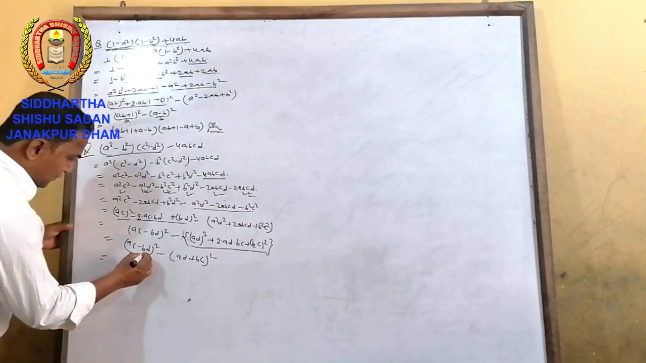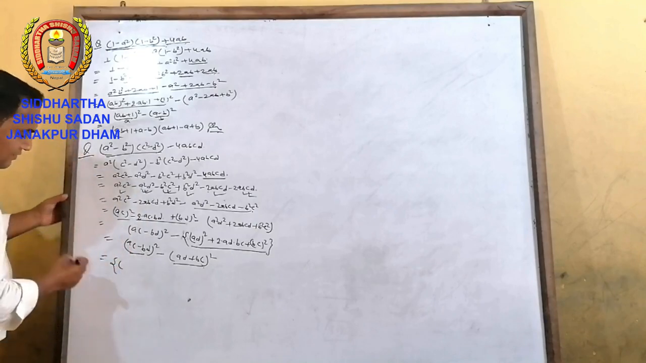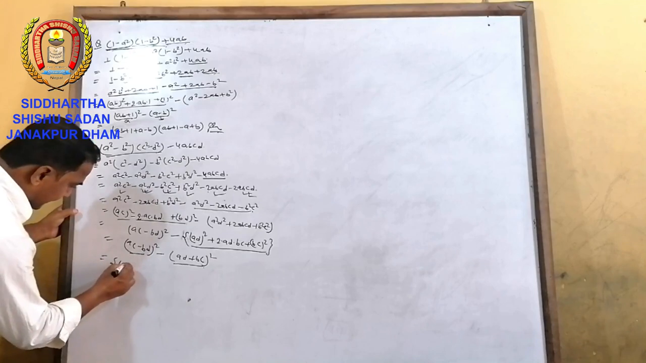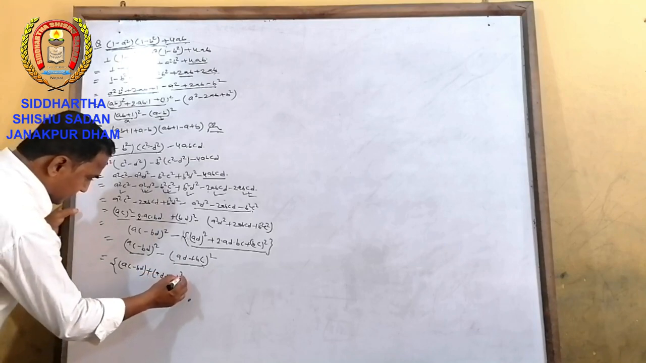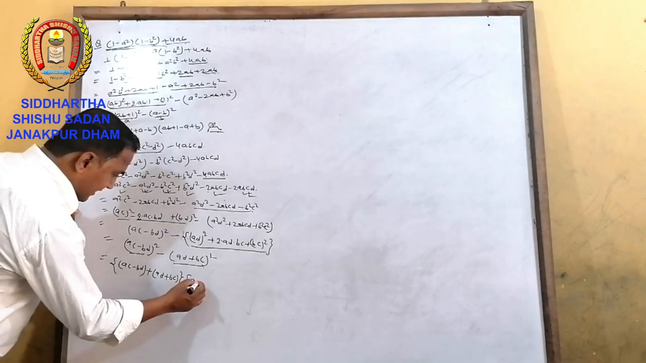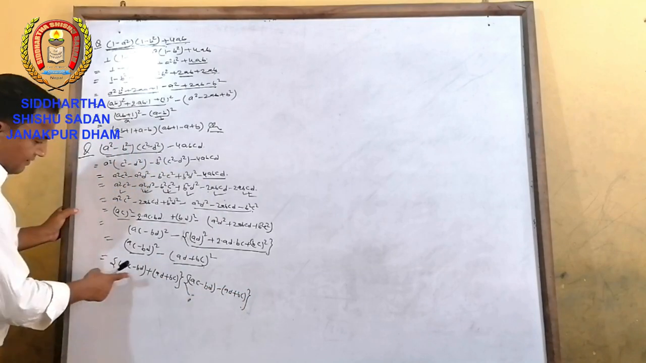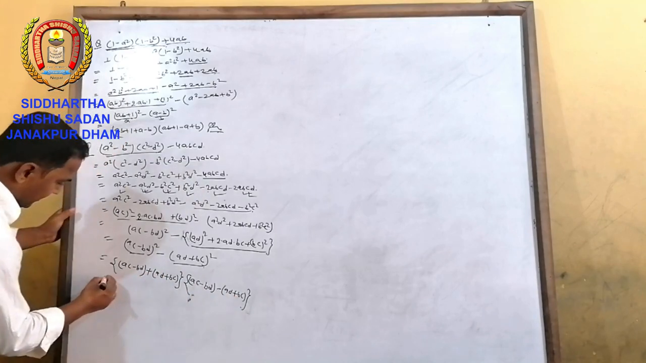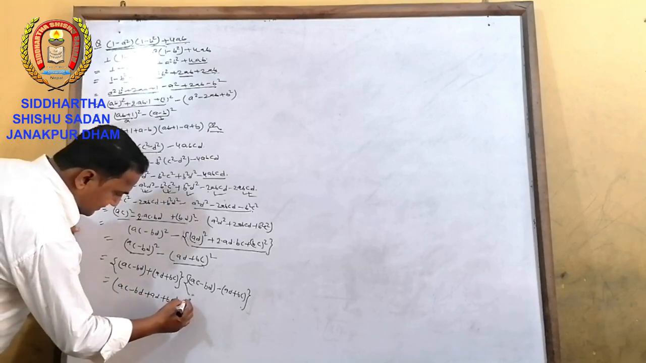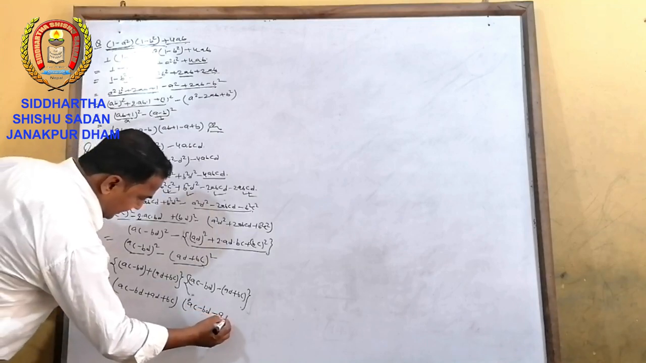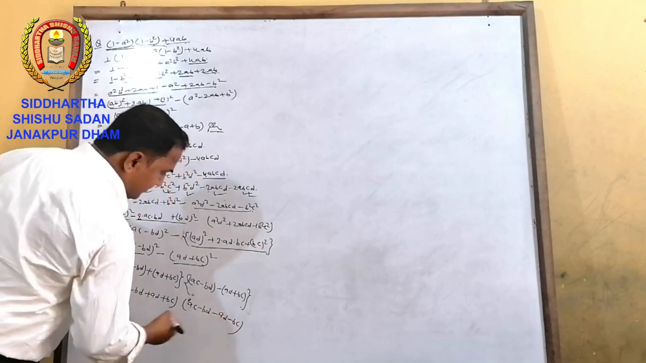Okay, these two are the binomials, and it is in the form of a square minus b square. So first of all, put it in the middle bracket: ac minus bd plus (ad plus bc), a plus b. And next is ac minus bd minus (ad plus bc). It means a plus b, a minus b: ac minus bd plus ad plus bc, and next is ac minus bd minus ad minus bc. It is.